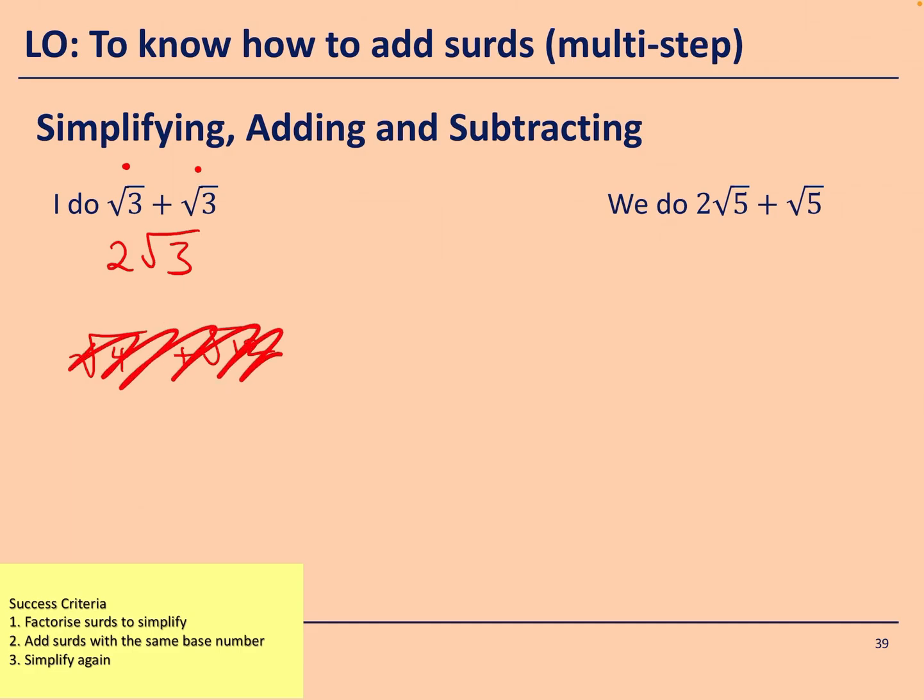But there are some times where you can actually simplify it together. You can simplify both of them and you will end up getting the same base number. For example, if we did root 3 plus root 12. Well, if we can actually simplify root 12 into 2 root 3, now because they have the same base number, you can actually add them. So root 3 plus 2 root 3 will give you 3 root 3. Okay? So make sure to pause the video, make note, and attempt the we do.